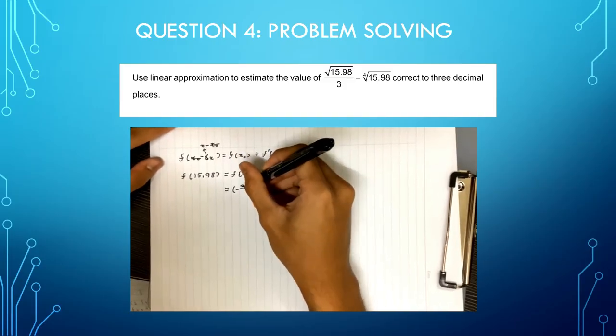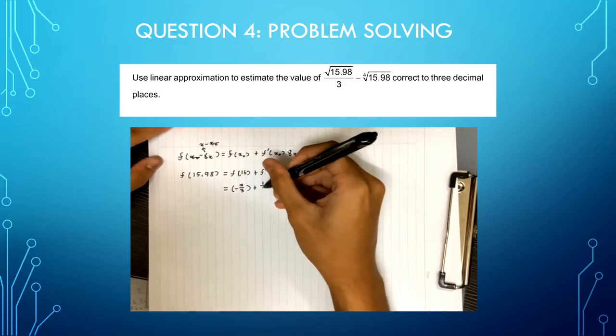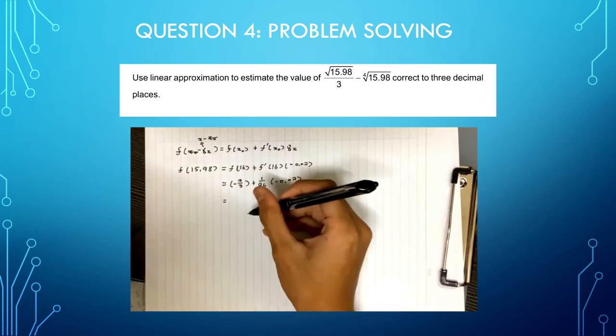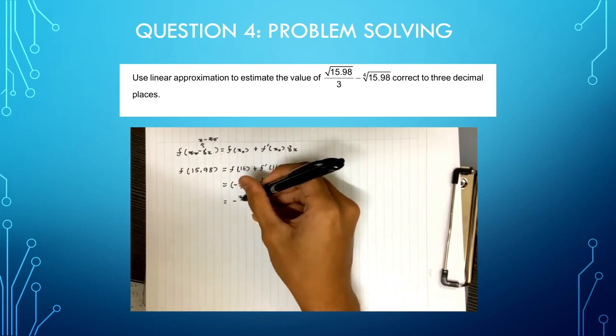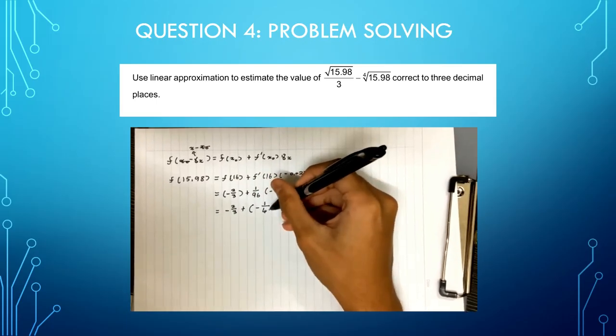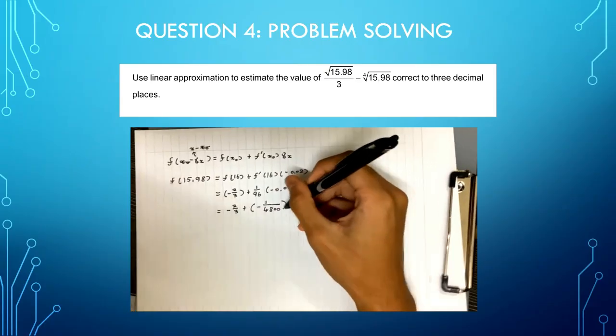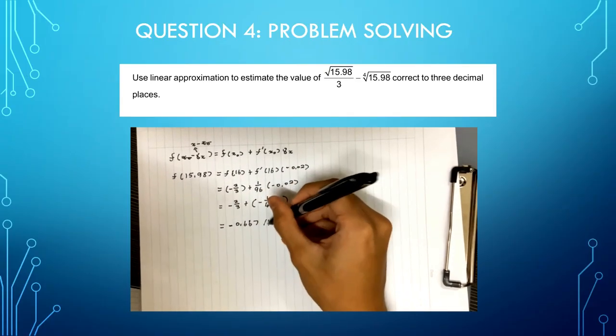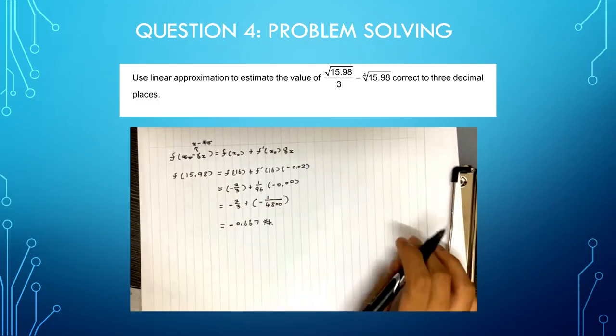So negative 2 over 3 plus 1 over 96 multiplied by negative 0.02. So that is negative 2 over 3 plus minus 1 over 4800. So the answer is negative 0.6667. So this is the final answer. So that's all from us. Thanks for watching.